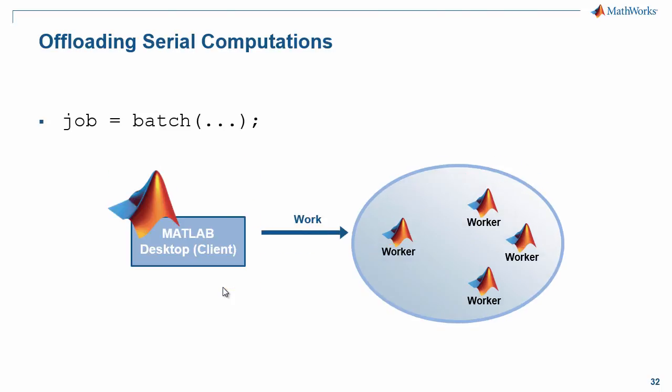So the first way that we're going to do this is using the batch command. And what we're going to do is offload a serial MATLAB script or function. So it's going to be offloaded, it's going to run on one worker, that worker is going to do it and give the results back.